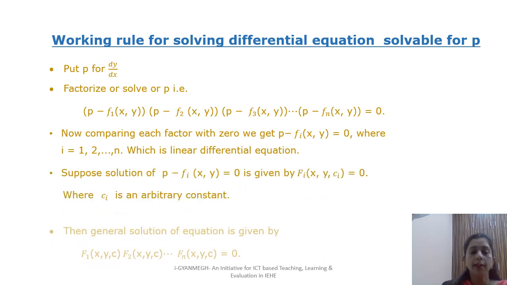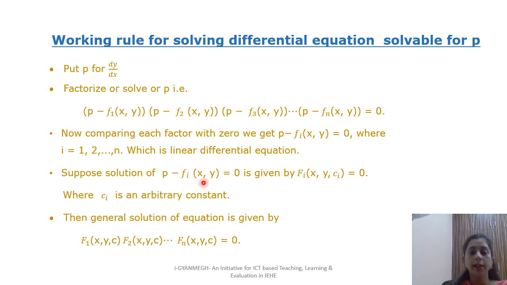Next, suppose the solution of the factor P minus fi(x,y) equal to 0 is given by capital Fi(x, y, ci) equal to 0. That means this will be a function of x, y and c, where c is an arbitrary constant. Then the general solution of this equation will be obtained by multiplying all the solutions we get here and equating it to 0. That is F1(x,y,c) F2(x,y,c) ... Fn(x,y,c) equal to 0. So this is how we can solve the differential equation solvable for P. I hope you will understand from these steps what we are going to do, and I will elaborate this method with the help of an example.